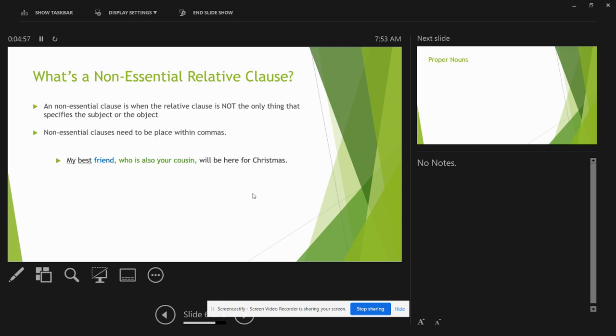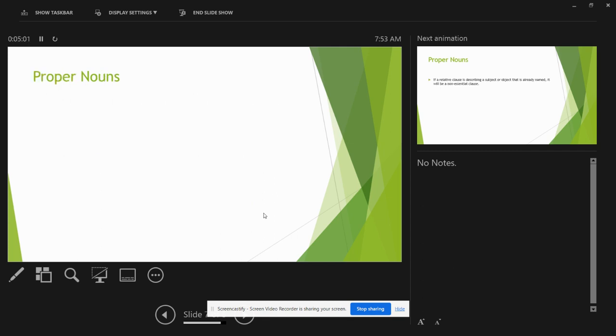Okay, now one other little caveat here: proper nouns. So remember, a proper noun is a name. If I simply say "the man," that's a common noun. But if I call him by his name and say Steve, or Mr. Wilson, or whatever, that's a proper noun. So if a relative clause is describing a subject or object that is already named in proper noun form, it will be a non-essential clause.